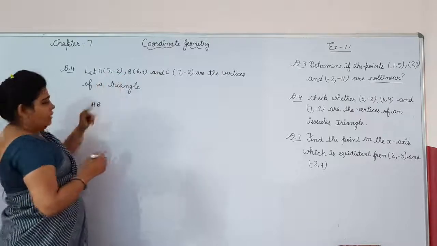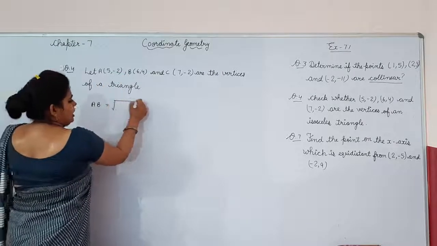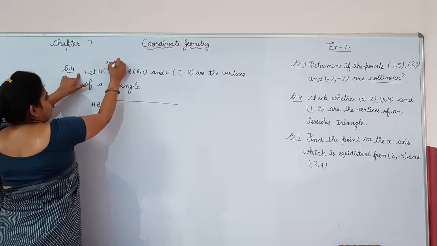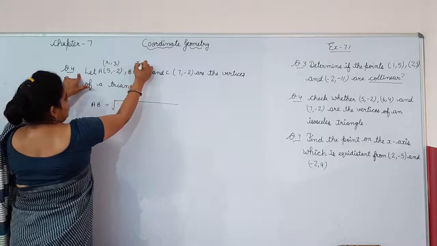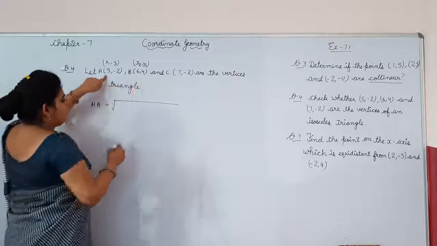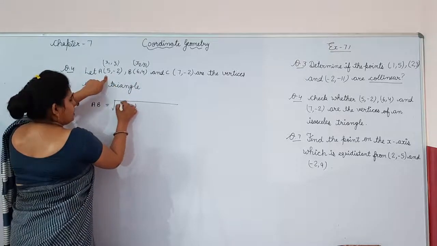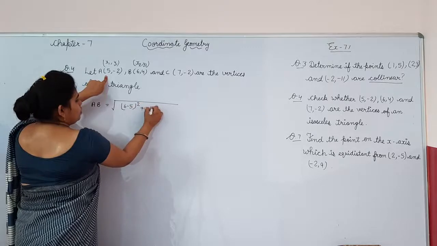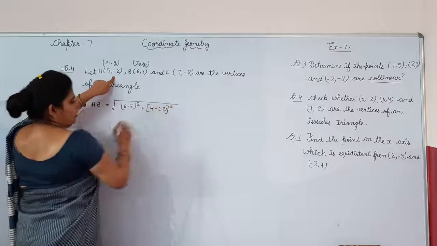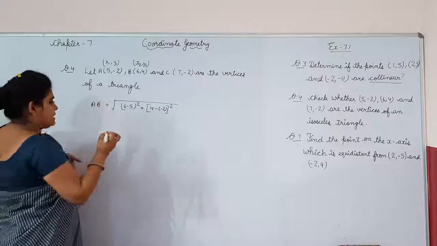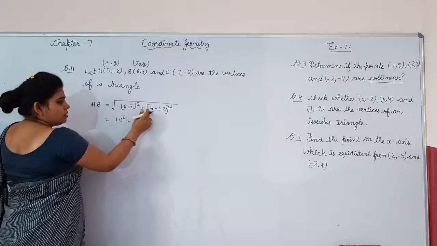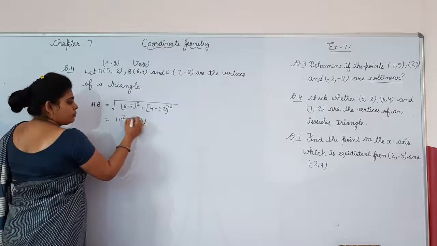Suppose we are finding AB, then how we will find? Using distance formula. Consider it as x1, y1, x2, y2, then it will equal to (6 minus 5) whole square plus (4 minus 2) whole square. Means we will calculate all its sides. Then it will equal to (6 minus 5), 1 whole square plus (4 plus 2) whole square.